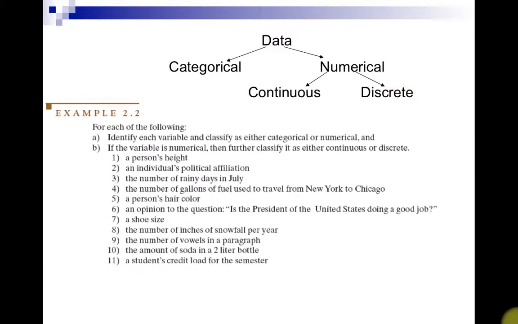Okay, there's an exercise here, example 2.2 from your text. For each of the following, identify each variable and classify it as either categorical or numerical. And if it's numerical, further classify it as either continuous or discrete. Okay, so there are 11 examples here. Take a minute and pause the video and see if you can categorize these 11 examples as either categorical or numerical, and if they are numerical, classify them as either continuous or discrete.